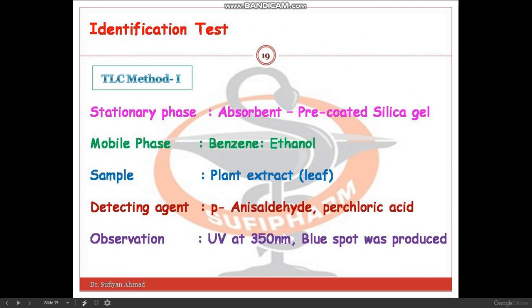Next, main important test is the identification test by TLC method. So we know in TLC what we need: stationary phase and mobile phase. But what is the stationary phase over here? Pre-coated silica gel. And what is the mobile phase? Benzene ethanol. Sample, of course, you will take a plant extract that is present in the leaf, digoxin. Okay, detecting reagent, anisaldehyde or perchloric acid is also used, and you will do UV detection at 350 nanometer. You will observe blue spot.